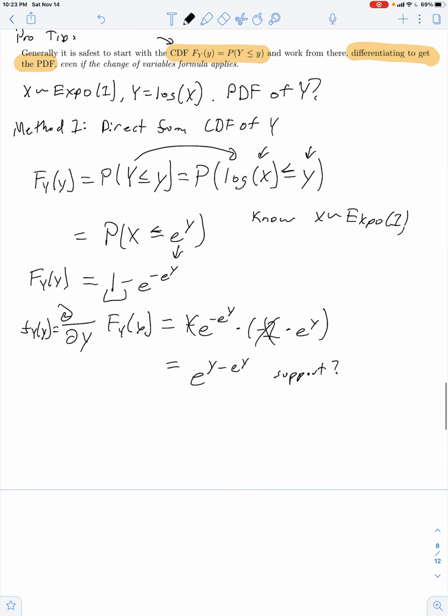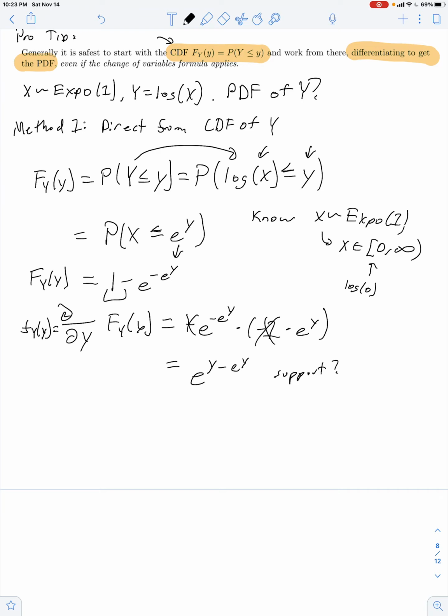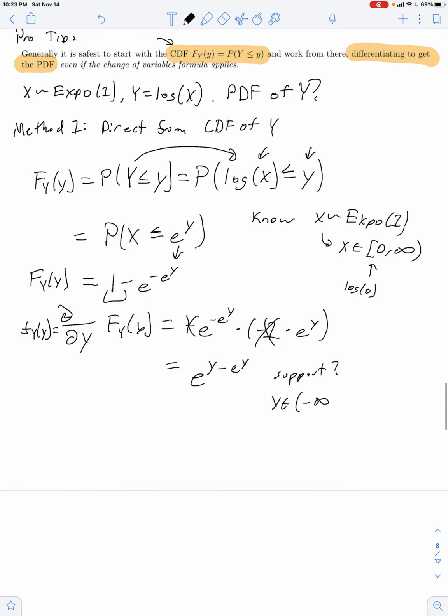Well, I know that X, since X is exponential, has support 0 to infinity. If I take the log of both of these bounds, log of 0 blows up to minus infinity, but I know that the probability that big X is equal to 0 is 0. So I'm actually okay writing down minus infinity here, because it might actually be 0, but that's an event that has probability 0. So I'm okay with writing down this minus infinity, and the log of infinity is still infinity.